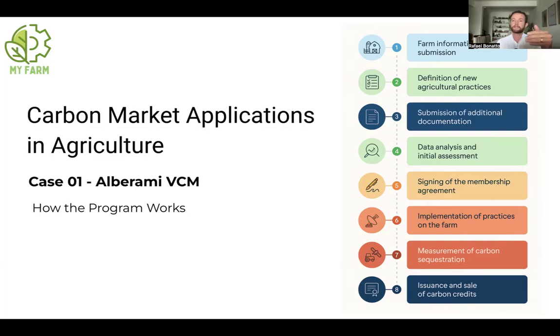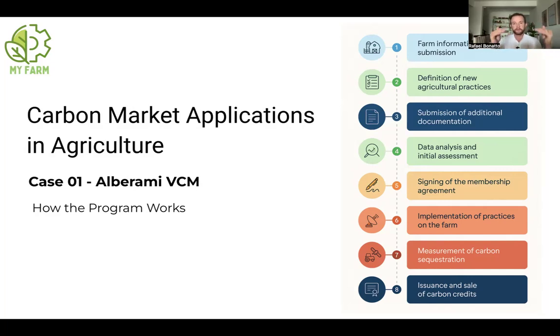Once they accomplish step number 1, they jump to step number 2, which is the definition of new agricultural practices. Remember, in the first appraisal, phase number 1, where the farmer inserts the information, it helps make the initial appraisal, telling what they do as the baseline or business as usual today, and what they have done for the last 3 to 5 years, okay? Depending on the methodology they choose.